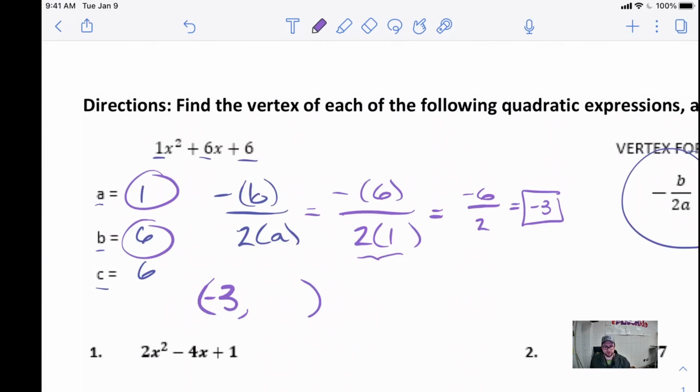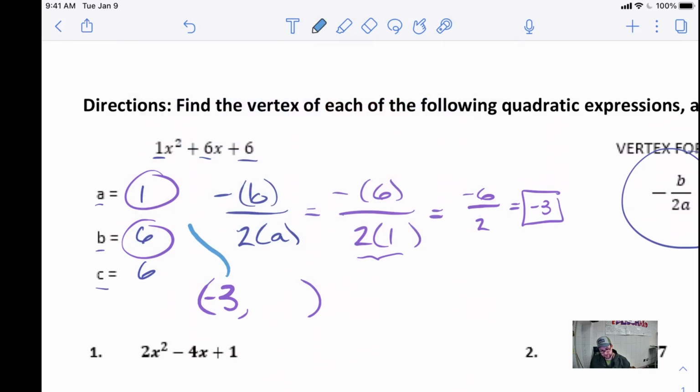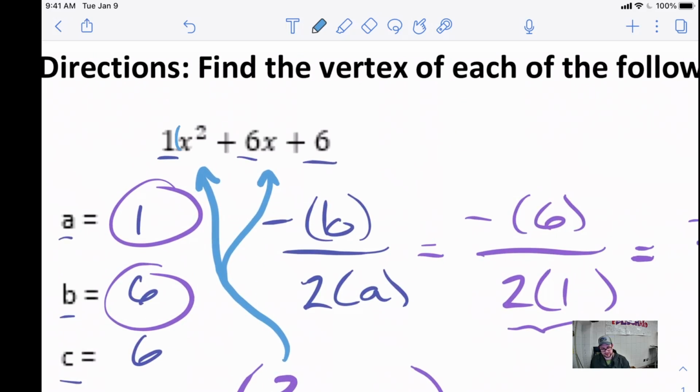To figure out the y-coordinate, what we're going to do is we are going to take whatever this value is, and we're going to plug it in right there and right there into our original equation. Now I'm going to put parentheses around there just so I make sure I get it in the right spot.